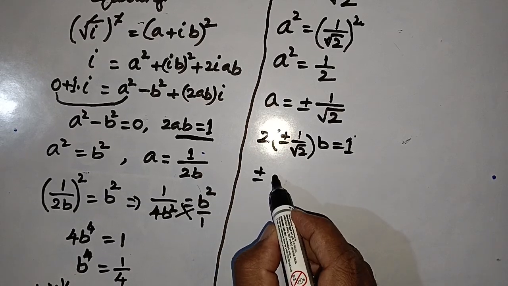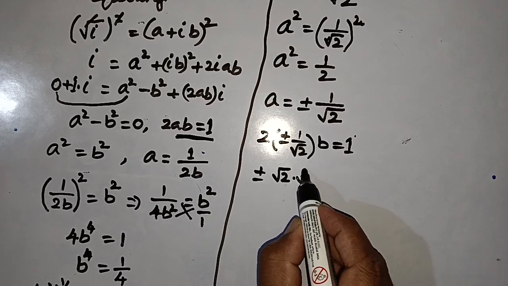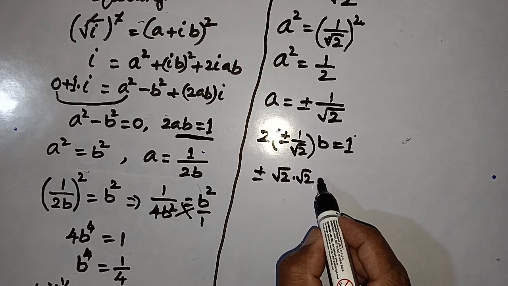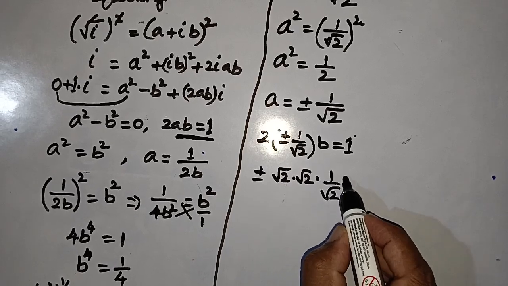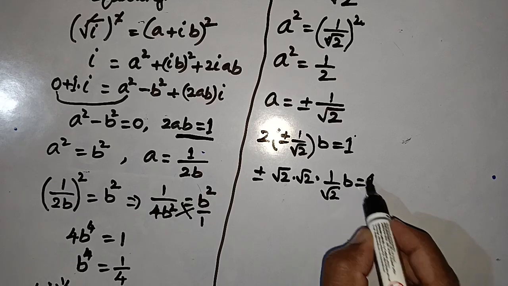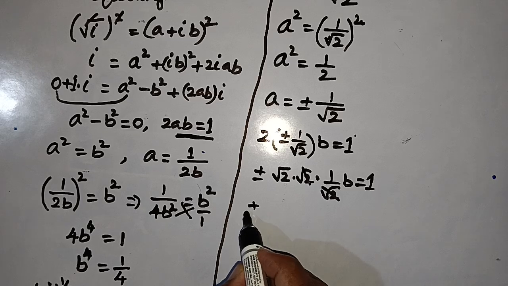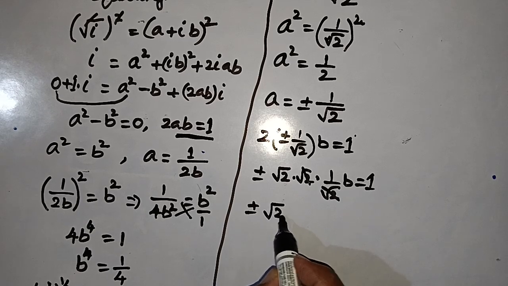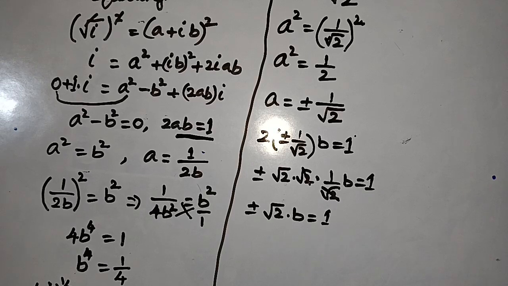So 2 is actually root 2 into root 2. Root 2 into root 2 is 2. So into this 1 by root 2 into b is equal to 1. So cancel 1 root 2. So here we have plus or minus root 2 b is equal to 1.